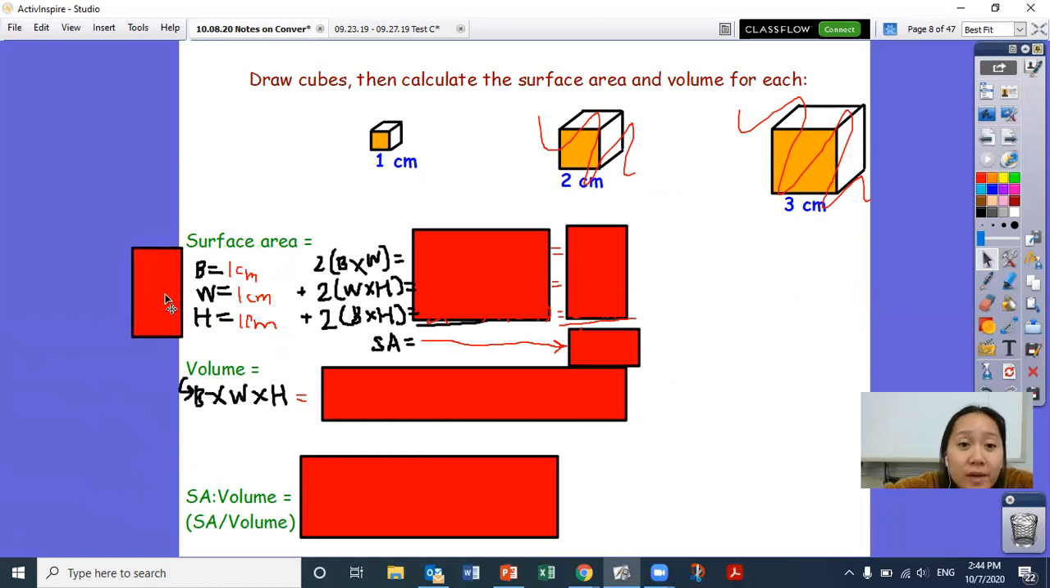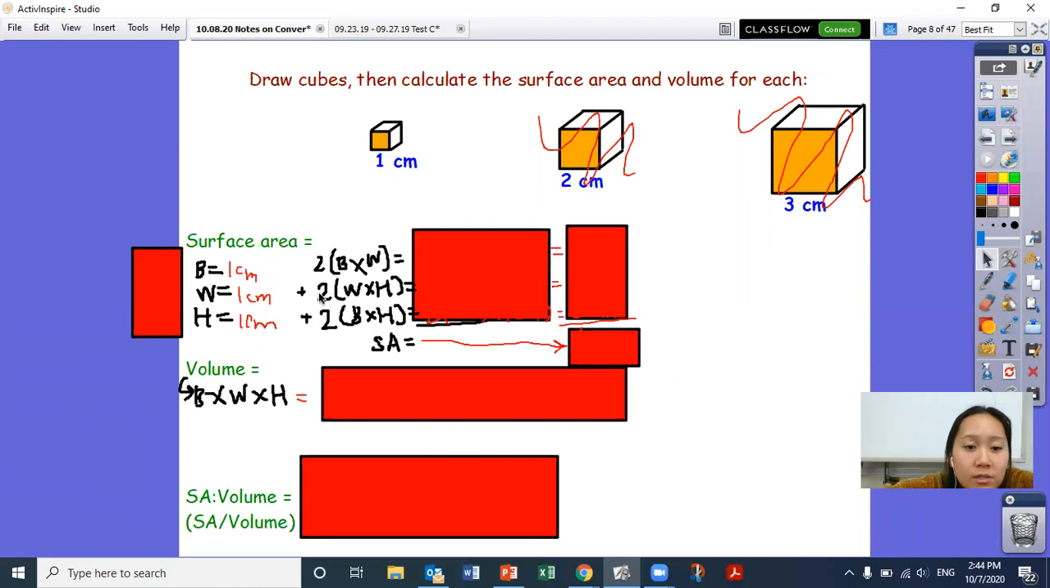Now, the way you find surface area of a cube or any rectangular prism is going to be 2 times the base times the width, right? So if you get the base times the width, you're going to get this face. But you need 2 because there's 1 on this side and there's also 1 on the opposite side that's facing away from you right now.